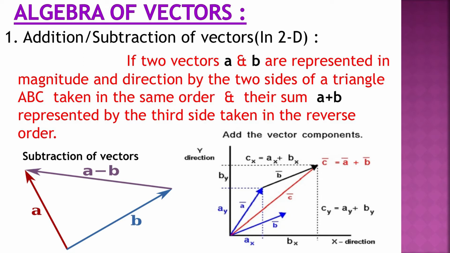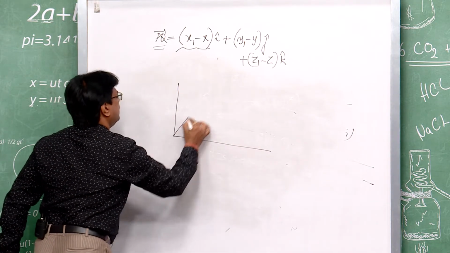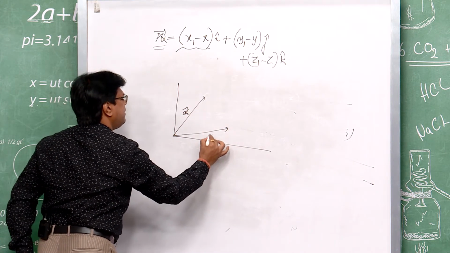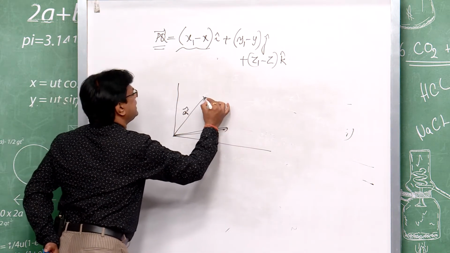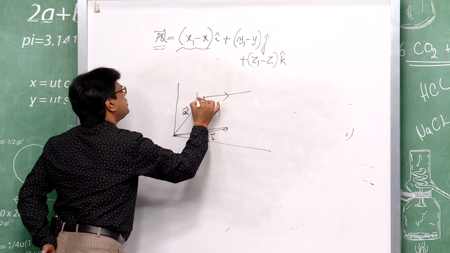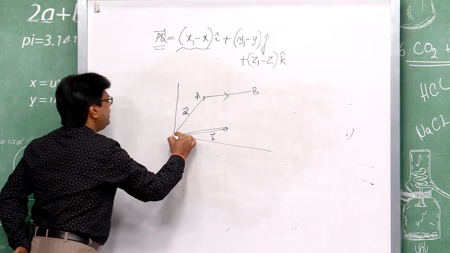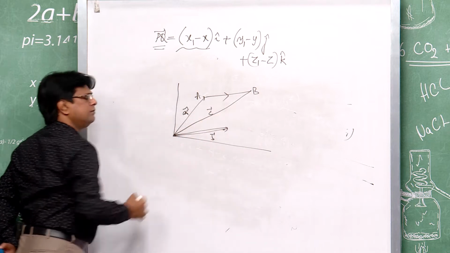We can also add two vectors. If A and B are two vectors, then the sum will be A plus B and subtraction will be A minus B. Suppose this is your A vector, this is your B vector. Then we consider this vector like this. Suppose this is your A point, this is your B point. Now we take the case of this, suppose this is your C vector.